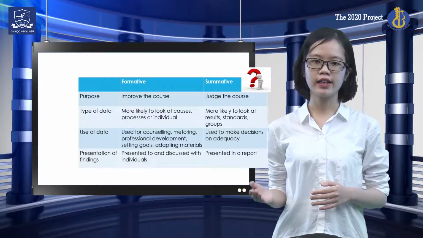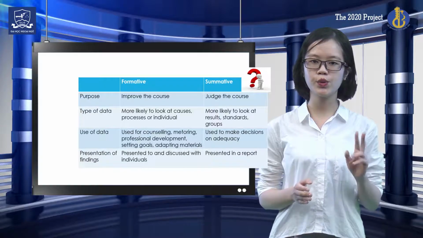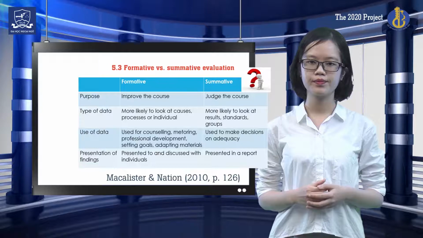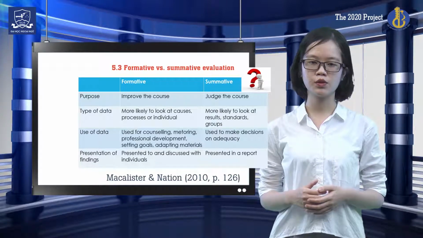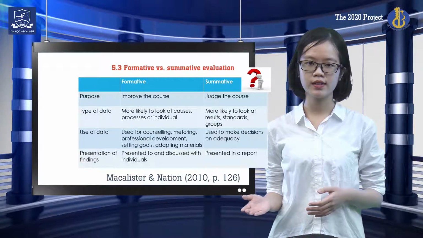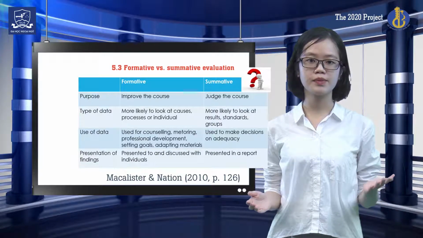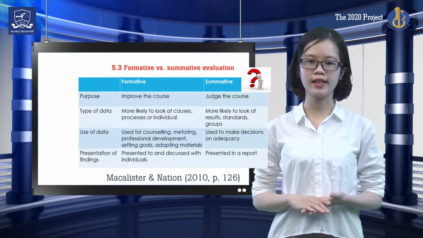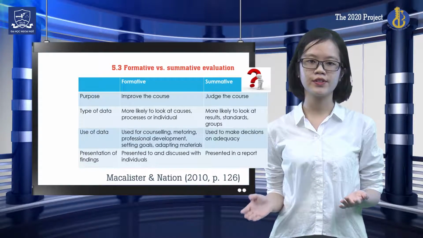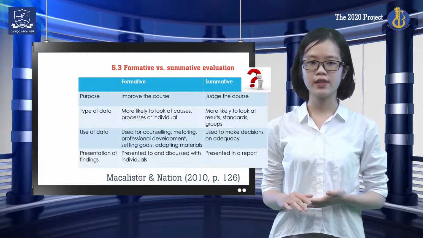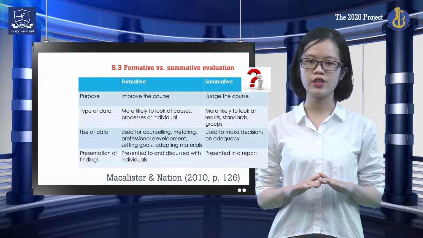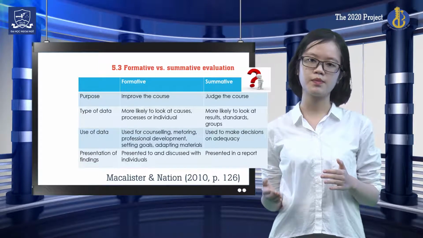The table you're looking at shows the comparison between 2 types of evaluation, formative and summative. To compare and contrast those 2 types, let's have a look at some aspects such as purpose, type of data, use of data, and presentation of findings. Firstly, regarding the purpose of evaluation, formative evaluation aims at improving the course, while summative evaluation is mostly for the purpose of judging the course.